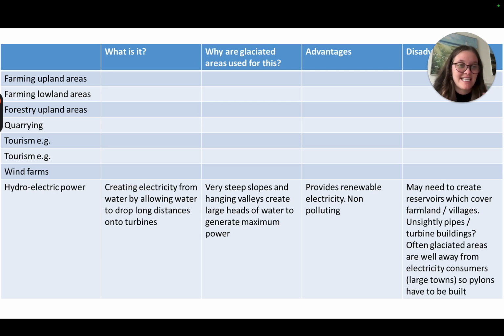The advantages are it provides renewable electricity and it's non-polluting. However, the disadvantages: you may need to create reservoirs which cover farmland and villages, unsightly pipes and often turbine buildings too. Often, glaciated areas are well away from electricity consumers, often in large towns, so pylons have to be built to carry the electricity back.